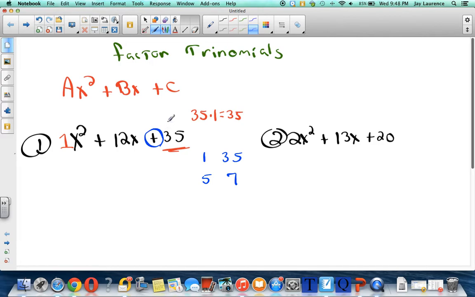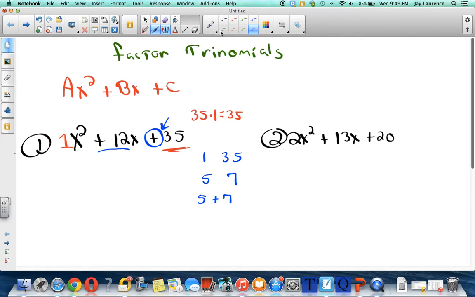How do I know to add? Because the 35 is positive. If the 35 is positive, I'm going to add the two numbers together, in hopes of getting what number? Well, I want to get a positive 12. So I take the factors, I multiply the 1 times 35, I list the factors. I'm going to get two of these factors that add to get positive 12. Well, it's obviously 5 plus 7, or you could have said 7 plus 5. It doesn't matter which way you do it.